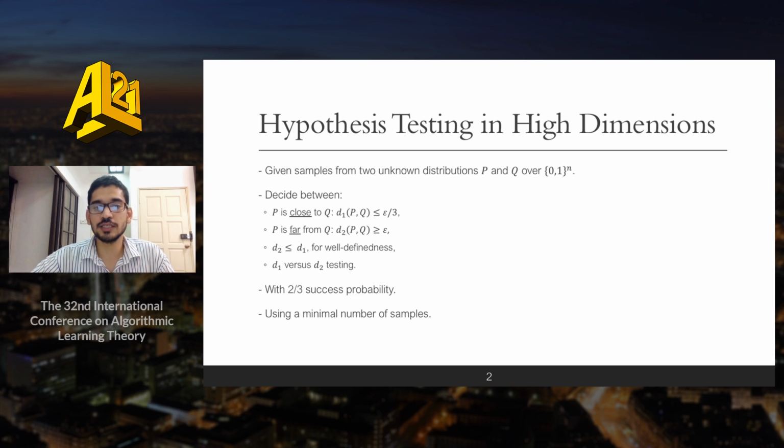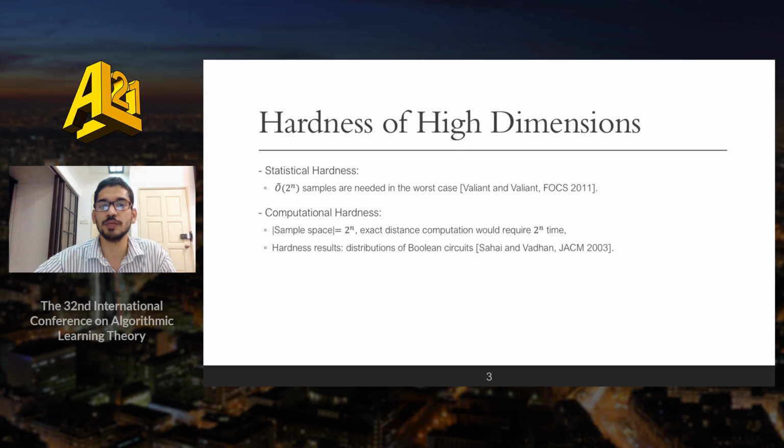We would need the condition d2 is at most d1 so that in the closeness case we also have d2 between P and Q at most epsilon by 3, so that no pair of distributions P and Q satisfy closeness and hardness conditions at the same time. We'll be referring to this problem as d1 versus d2 testing, and our algorithm is supposed to succeed with 2/3 probability, which can be improved to any number close to 1 using independent repetitions. And we'll be interested to perform this task with a minimal number of samples, which we'll be referring to as the sample complexity of the problem.